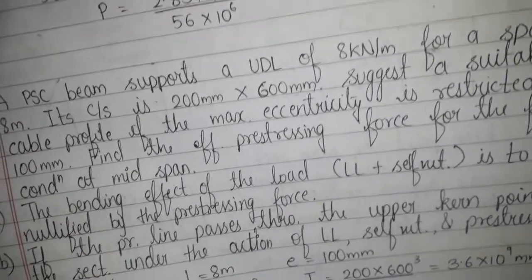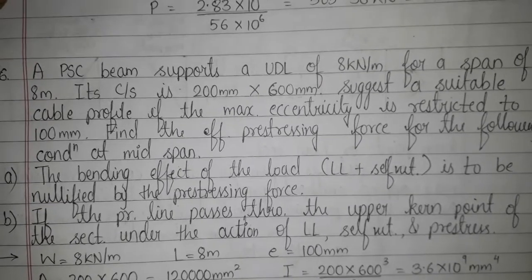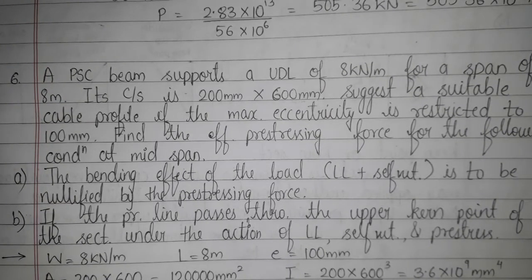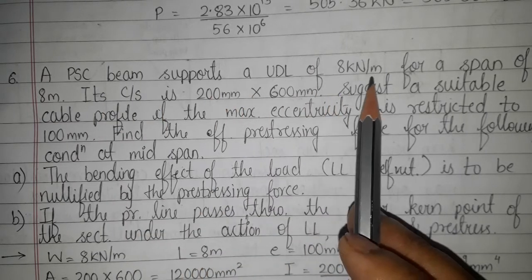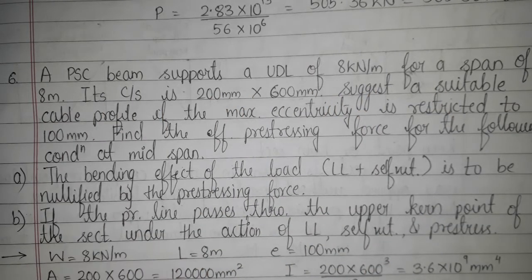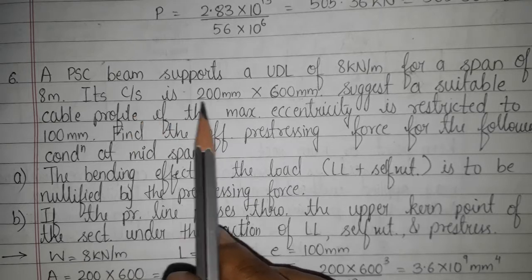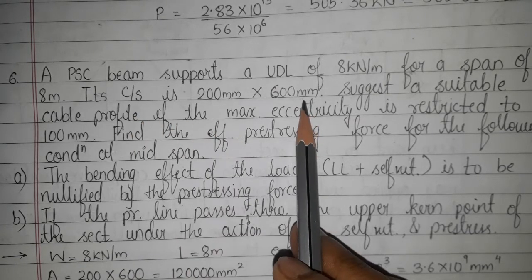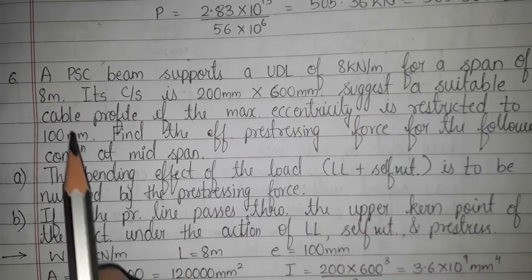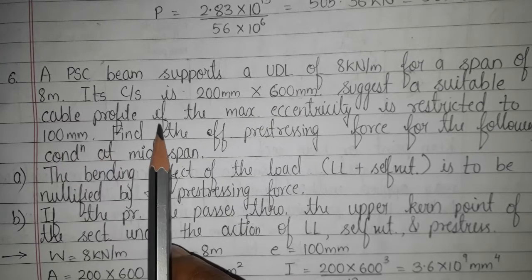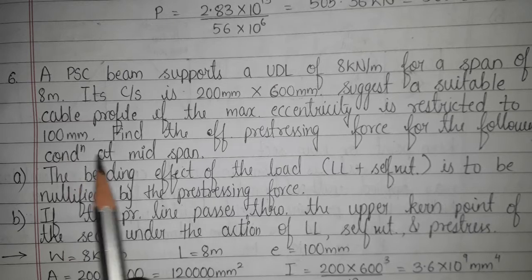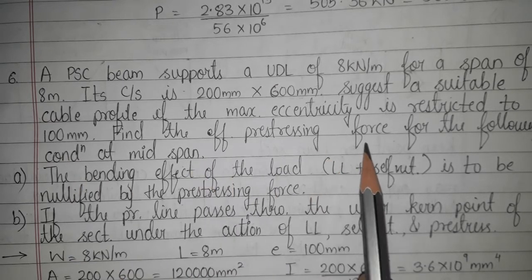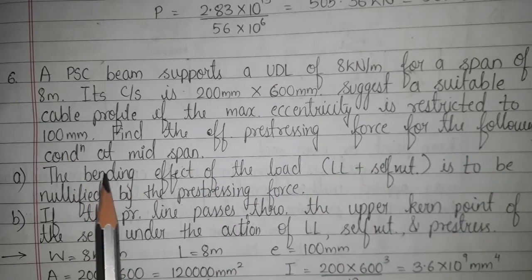I'll read out the statement here again. A PSC beam supports a UDL of 8 kN per meter for a span of 8 meter. Its cross section is 200 mm by 600 mm. Suggest a suitable cable profile. If the maximum eccentricity is restricted to 100 mm, find the effective pressurizing force for the following conditions at midspan.